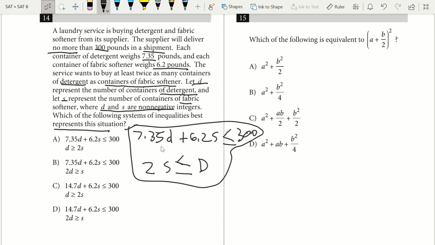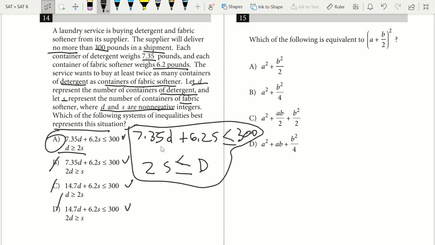Alright, well we know that we have to have no more than 300 pounds, so it's going to be 7.35D plus 6.2S must be less than or equal to 300, which all answer choices have, so we can't eliminate anything on that. But then we have that 2 times S, so 2 times our fabric softener, must be equal to or less than the amount of detergent we have. So D must be greater than or equal to 2S, which is A.